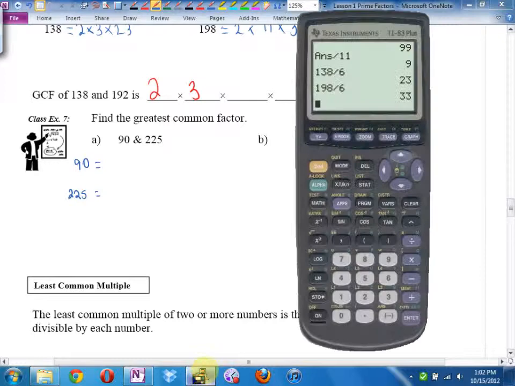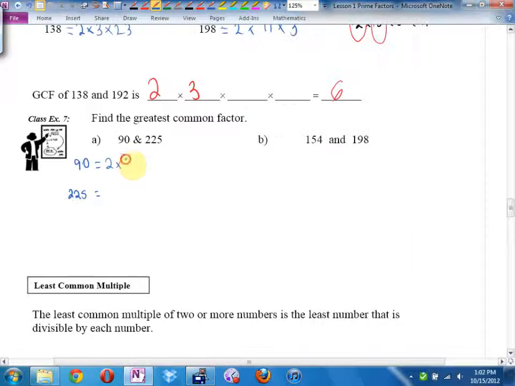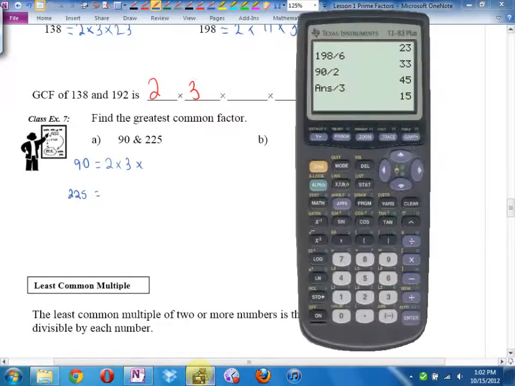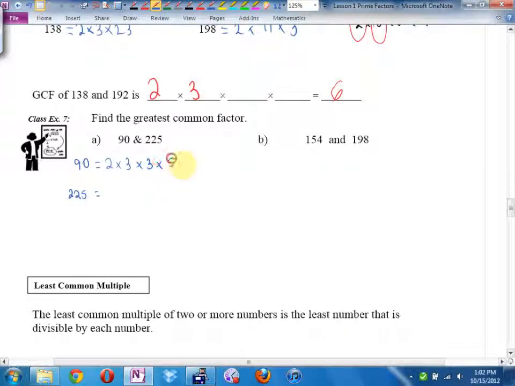90, what's a prime number that goes into 90? Start smallest to biggest if you can. It helps. 2. What's a prime number that goes into 45? 3. Yes, 5. We'll get there. Patience. Oh, wrong one. 15, I can do the prime factorization of that because I know 2 prime numbers that multiply to 15. Another 3, another 5, and a 5.